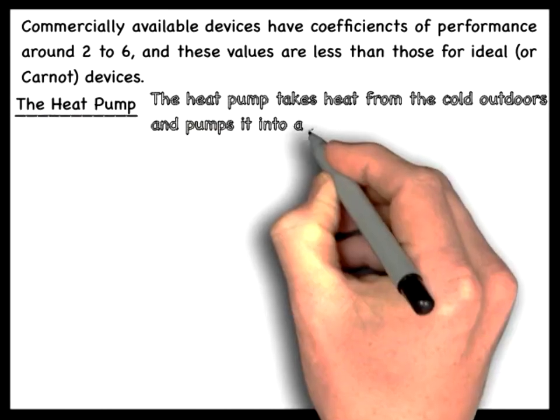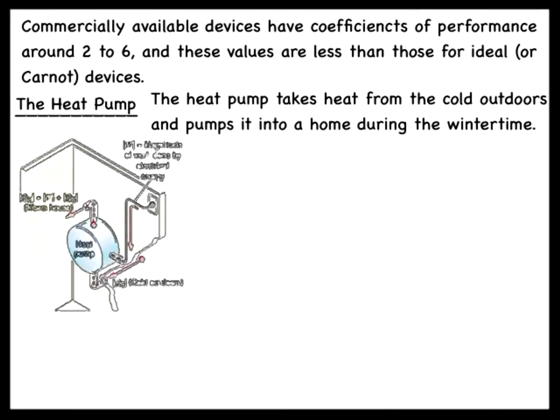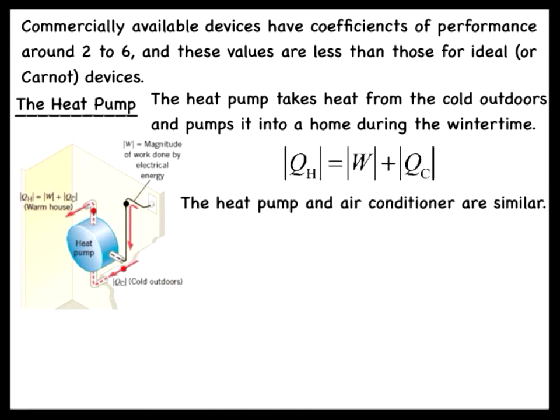However, the name heat pump applies to another device which is used to heat a home in the wintertime. It uses work to take heat from the cold outdoors and pump it into the home. According to conservation of energy, the heat pump deposits inside the home an amount of heat given by the following. Thus, the heat pump and the air conditioner are similar. The air conditioner refrigerates the inside of the home and heats up the outdoors, whereas the heat pump refrigerates the outdoors and heats up the inside of the home. For this reason, most heat pumps serve a dual purpose and act as a heat pump during the winter and an air conditioner during the summer.